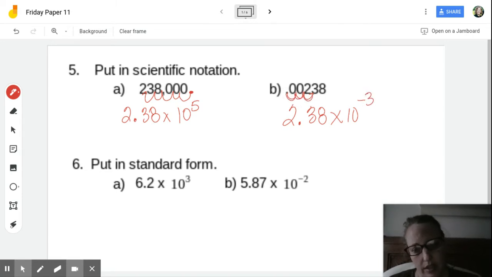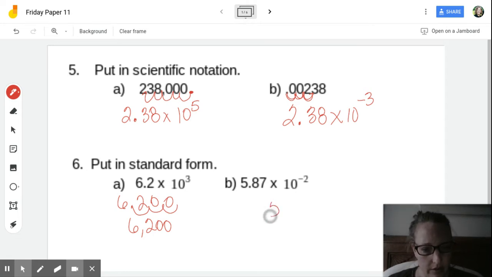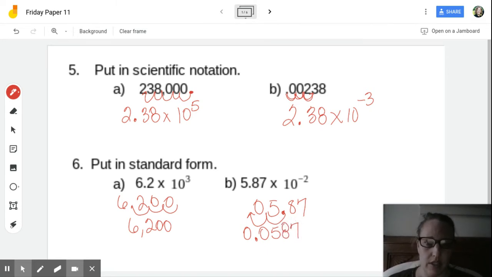Okay? Now here we're going to put these in standard form. So I have 6.2 times 10 to the 1, 2, 3. Give me 2 zeros. My answer is 6,200. For this one, 5.87 times 10 to the negative second, 1, 2. Add a 0. My answer is 0.0587. Hopefully you're getting pretty good at those.